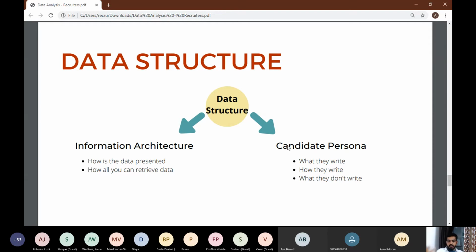Some people don't write certain things. Do you know for each role, what people don't write? For example, UI developer. Most of the UI developers don't talk about Ajax and jQuery, but most of the recruiters use that in the searches. So do you know what not to use? That's where your candidate persona understanding for each role is important. So once you have this information, then it becomes easy, right?